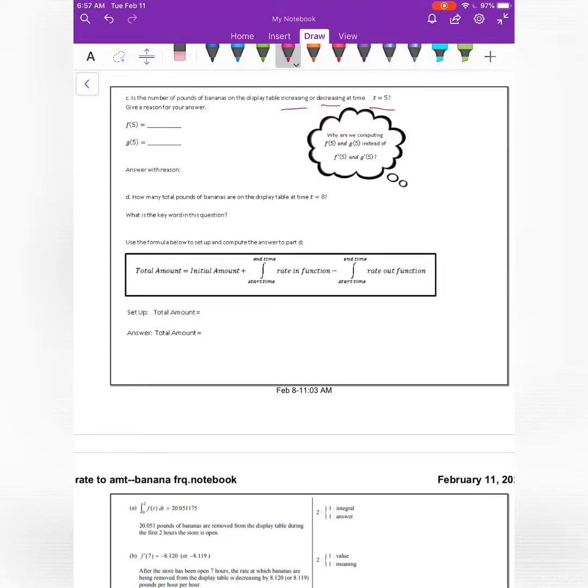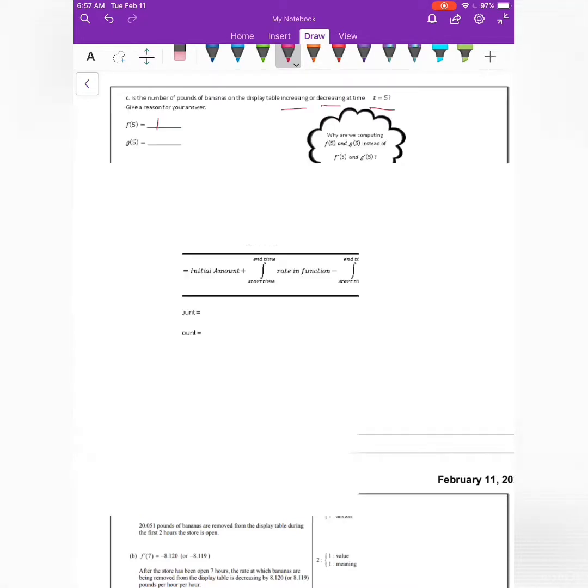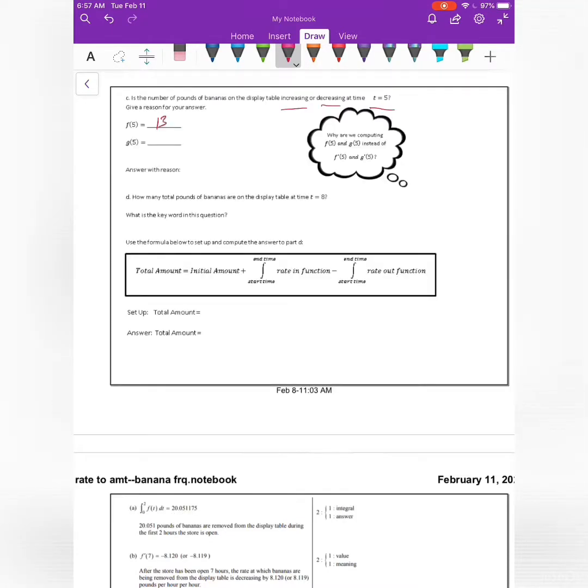And you can pause it if you'd like to go ahead and do that now, but plugging in 5 into the F equation, you get 13.796, and 5 into the other equation is 11.533. So what you can then conclude is that F's rate is higher. And remember, F is being removed. So what we say is the number of bananas is decreasing.